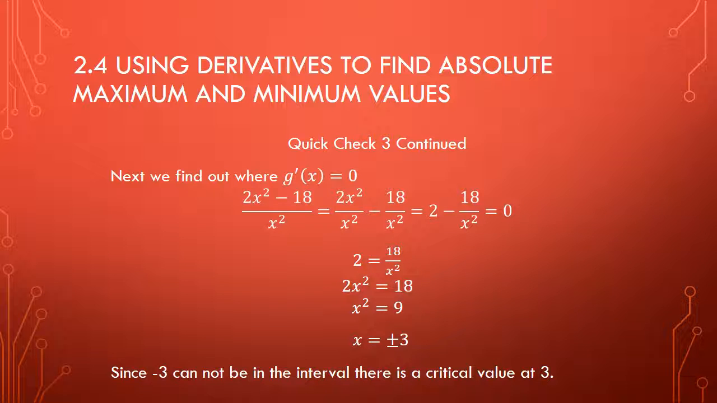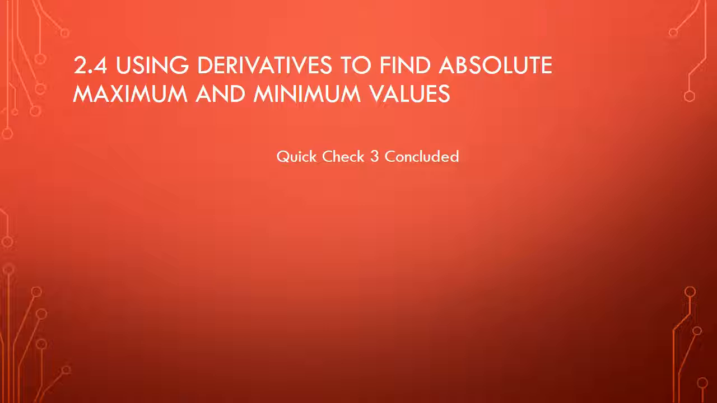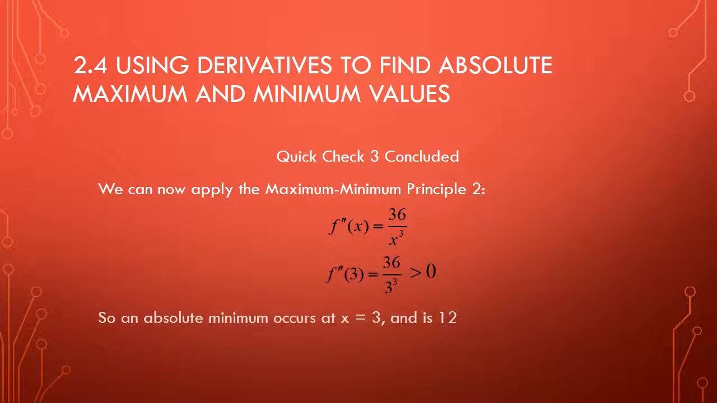So we want to set it equal to 0. And here we're doing that. When we solve, we get plus or minus 3. Now, negative 3 is not in the interval, so there is a critical value at 3. We apply the maximum minimum principle, and we get that it is indeed positive, so it is concave up, so it is a minimum at x equals 3, and the value when x is 3 is 12, and that is our minimum, our absolute minimum.